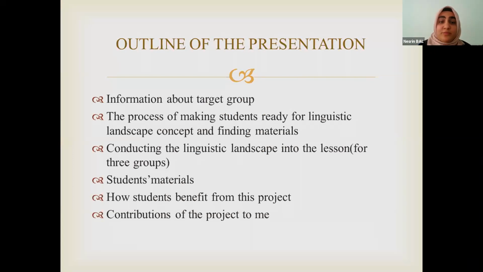First, I will talk about information about the target group, then the process of how I make students ready for the linguistic landscape concept and finding materials. Then conducting the linguistic landscape into the lesson, we have 3 groups and 3 different activities. Students' materials and how students benefit from these projects and the projects' contributions to me.